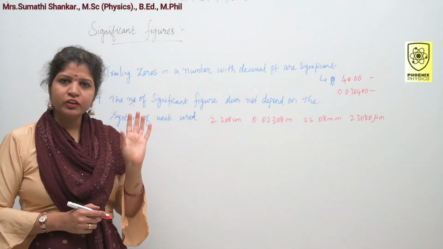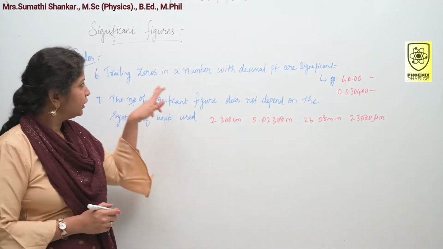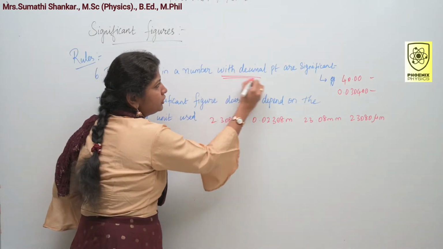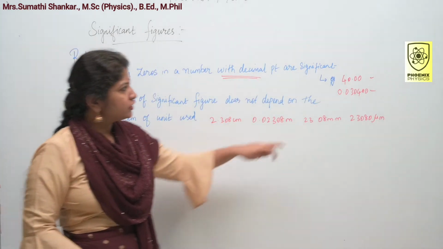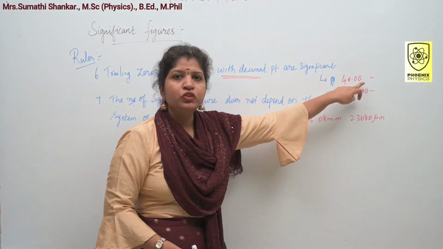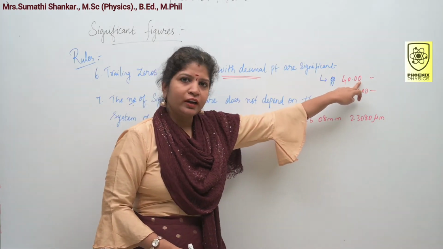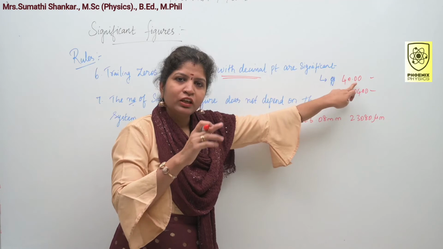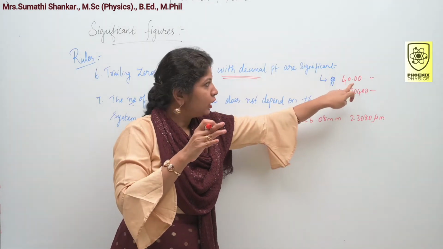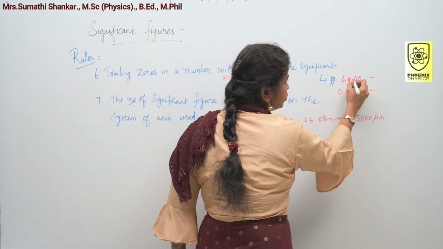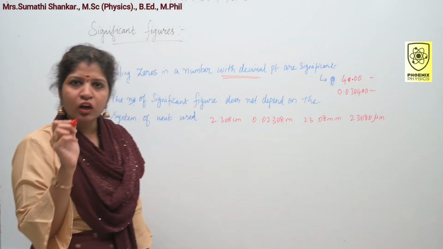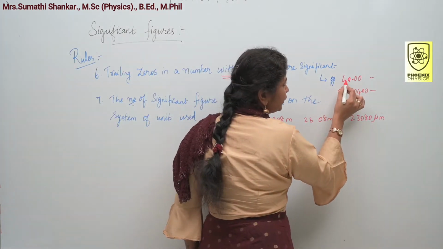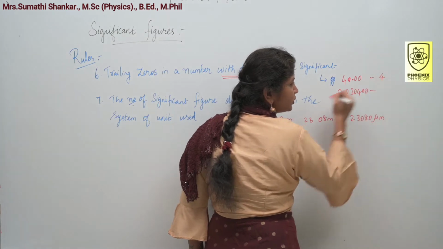The fifth point was trailing zeros in a number without a decimal point. Here the sixth point is trailing zeros in a number with a decimal point are significant. For example, here 40.00. These two are trailing zeros, right? Trailing zeros without a decimal point we simply neglect, but with the decimal point we have to count the trailing zeros also. So what is the significant figure? Here 1, 2, 3, 4. 4 is our significant figure.